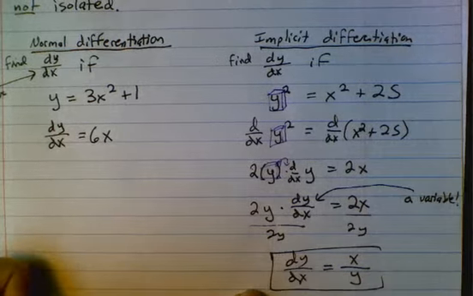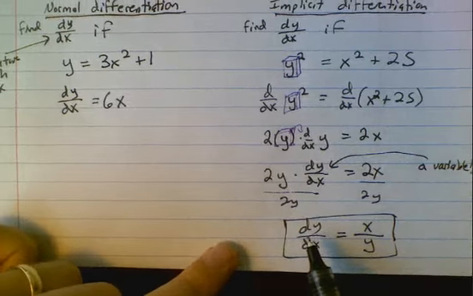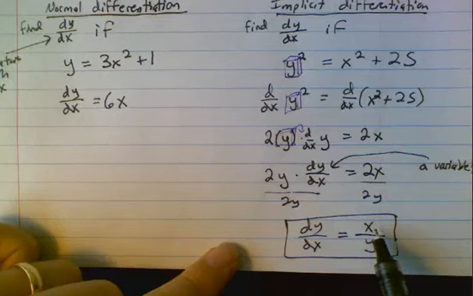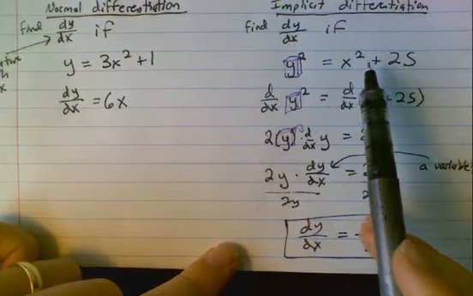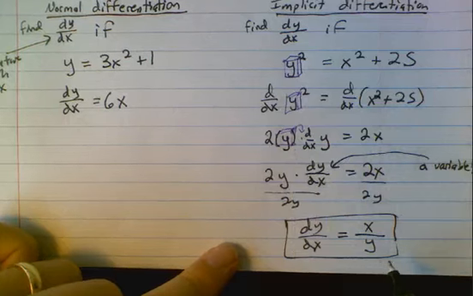So dy dx equals x over y. What this is saying is that the derivative, the slope of the tangent line, is based both on what x is and on what y is, because this isn't a function. For each x value, there may be multiple y values.